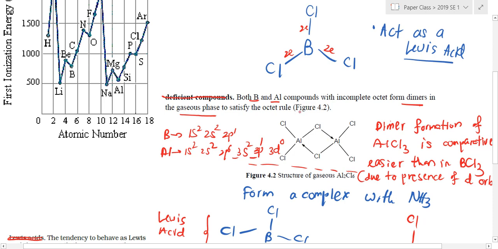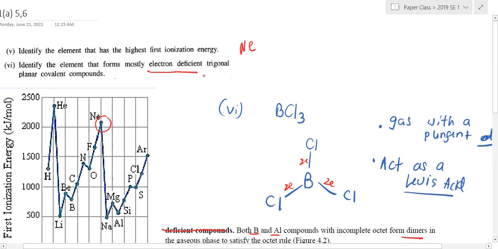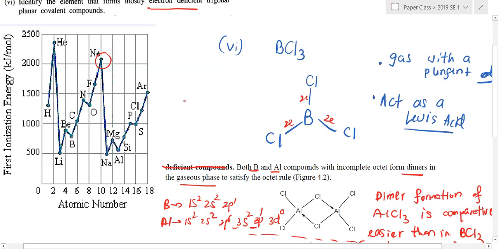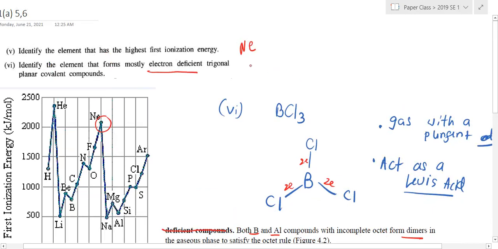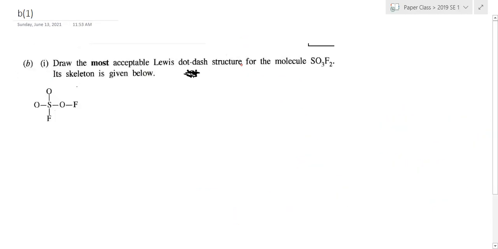Right, it means this is boron. Okay, boron. Right, let's go to the next part.